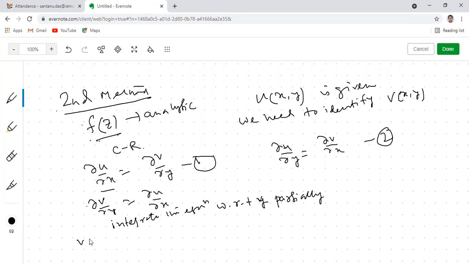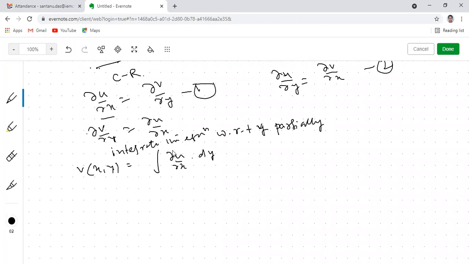So if you integrate this partially, this will be v(x,y), and that will be ∂u/∂x dy. So ∂u/∂x dy means you will be integrating here. ∂u/∂x will be a function of x and y, so you will be integrating this with respect to y by keeping x constant. So what will be the integrating constant?